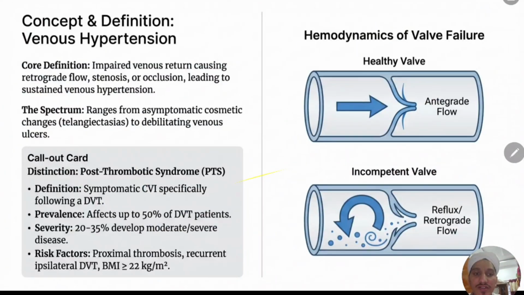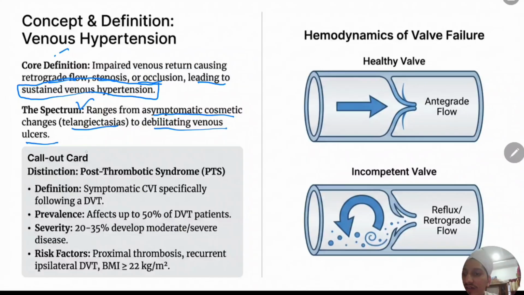Moving forward, the definition. Core definition: impaired venous return causing retrograde flow, stenosis or occlusion. This is the main root cause of chronic venous insufficiency. That retrograde flow will cause sustained venous hypertension in the limbs. The disease is a spectrum, ranging from asymptomatic cosmetic changes like telangiectasias, meaning small spider veins, to debilitating venous ulcers.